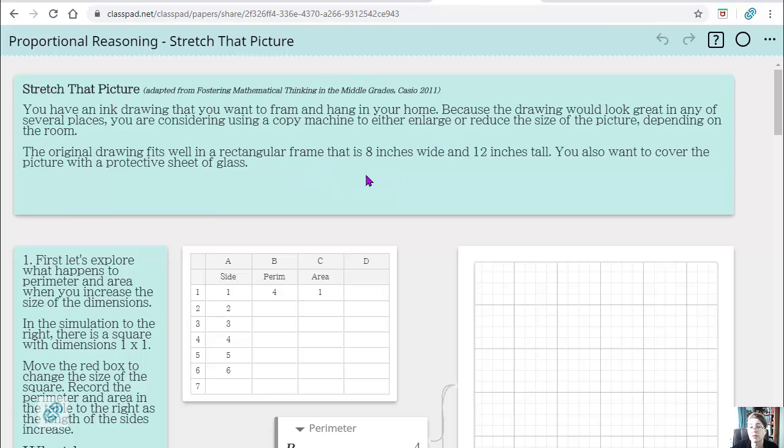So this is about a rectangular picture, and this person has lots of rooms they could put it in, so they may reduce it or they may enlarge it. And they know that right now it's originally going to fit in a frame that's 8 by 12, right? So those are my dimensions, my length, my width. And then I also want to cover the picture with a protective sheet of glass. Now, kids might have a hard time understanding why that information is in there, but if I'm going to put glass over that image that's in this frame, same dimensions, but I need a whole glass in the inside, that means I'm thinking about area. So this is really comparing perimeter and area.